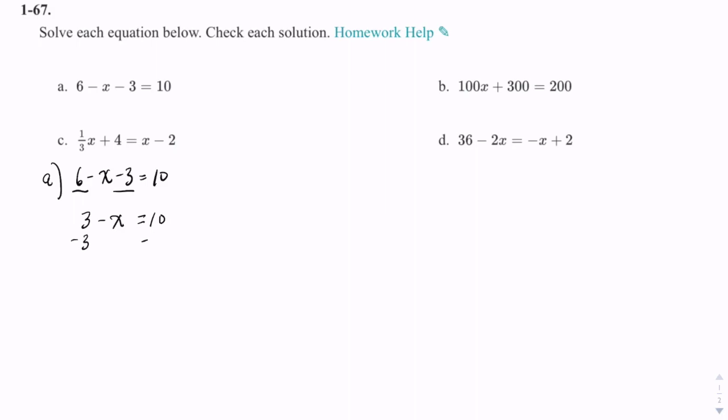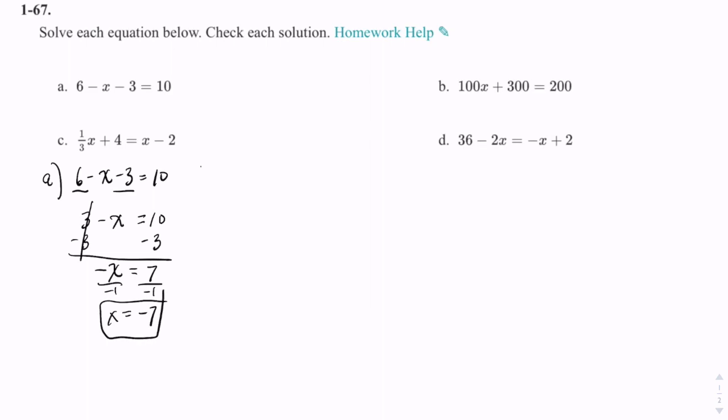I'll subtract 3 from both sides. And I get negative x, right, because this canceled. I'm left with negative x equals 10 minus 3, which is 7. And I'll multiply or divide both sides by negative 1, and I'll get x equals negative 7 for A.